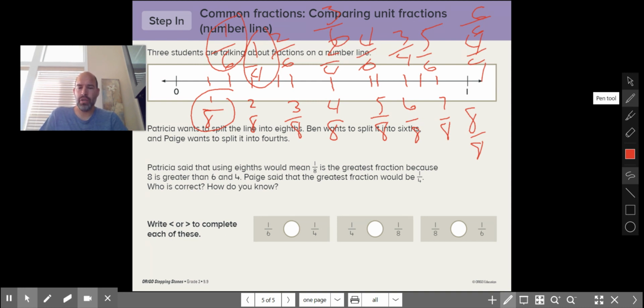Now, it asks us to use some symbols here, right? The less than and greater than symbol. So 1/6 is less than 1/4. 1/4 is greater than 1/8. And 1/8 is less than 1/6. Those are the correct symbols for that.